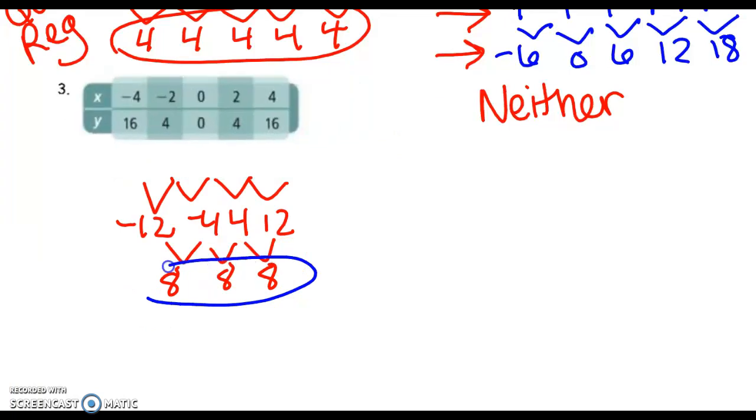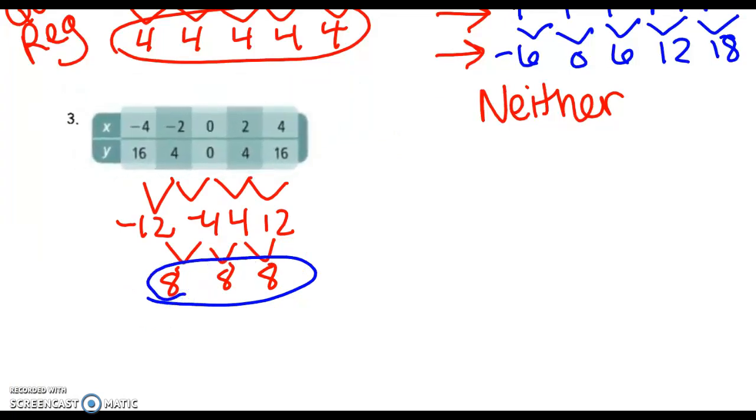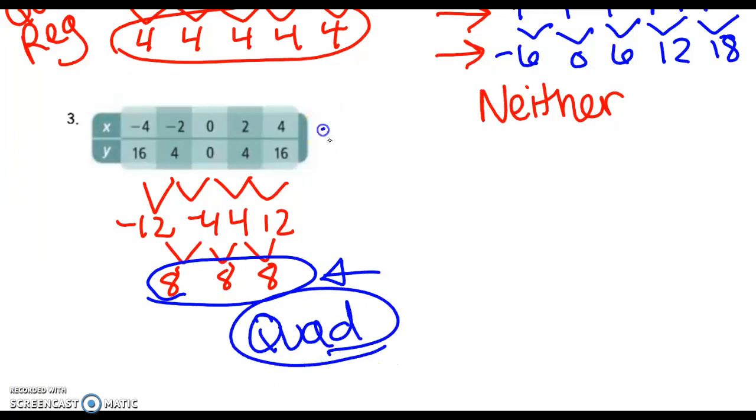This time, notice my second differences are all the same. So that means this is a quadratic function, and if I wanted the equation for this data, I would use quadreg in my calculator.